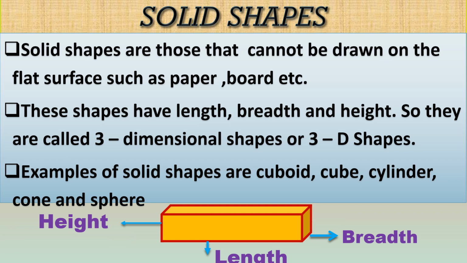We have learned about plane shapes. Now we are going to learn more about solid shapes. Solids are those that occupy space. Solid shapes are also known as three-dimensional shapes or 3D shapes because they have length, breadth and height. These shapes cannot be drawn on the flat surface. See, this is a picture of solid shape. It has length, it has breadth and it has height.